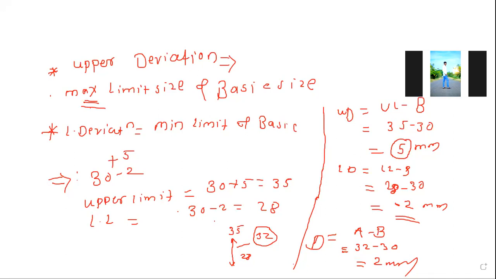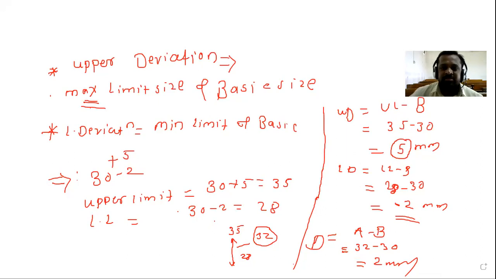Any doubt, any problem up to this? We have seen limit. What is meant by the limit? Limit is nothing but the two extreme permissible sizes. Again, the limit has two types. First is the upper limit, second is the lower limit. Upper limit is the maximum permissible size. And lower limit is the minimum permissible size.